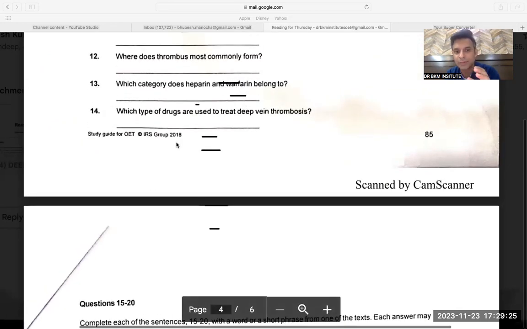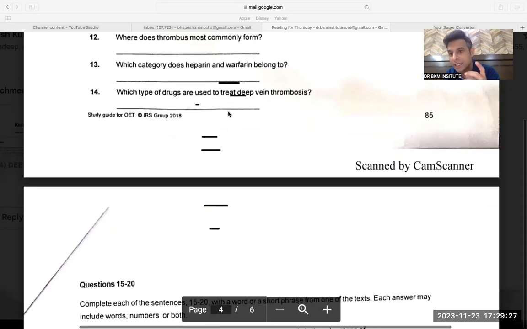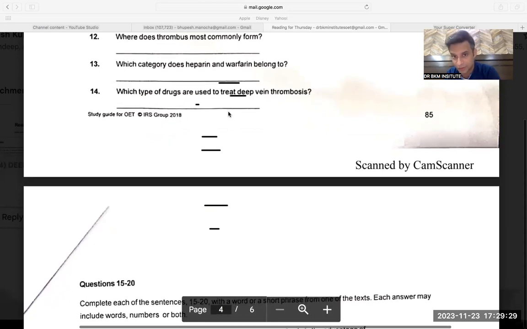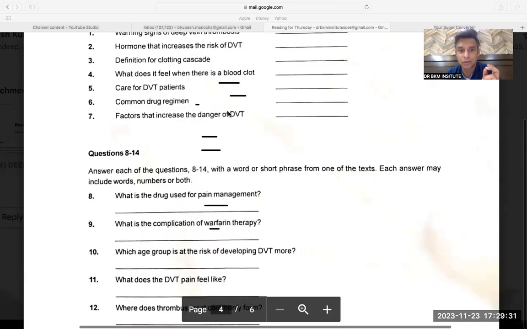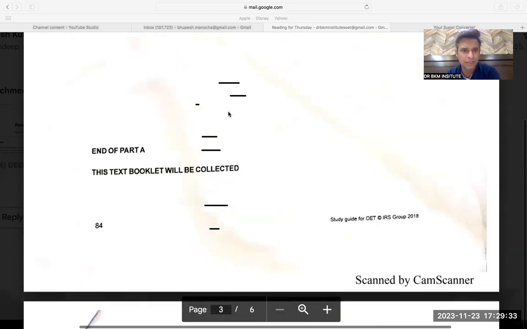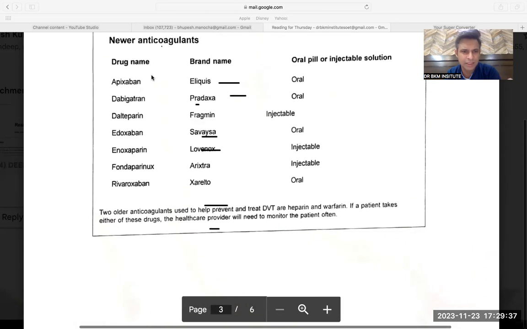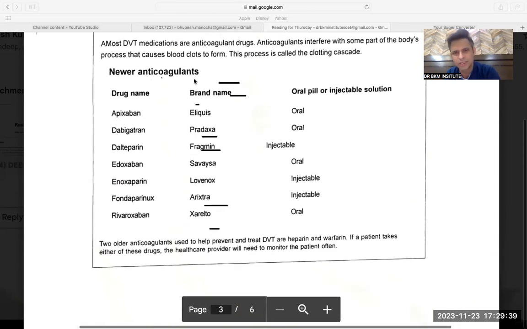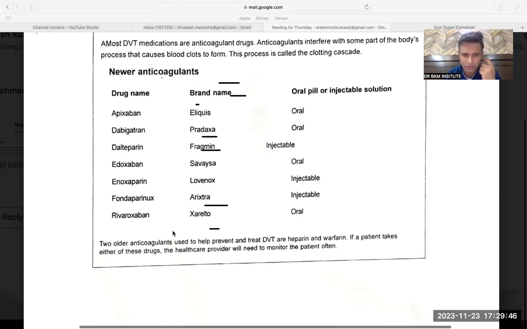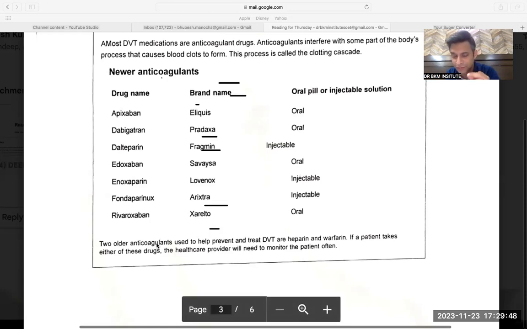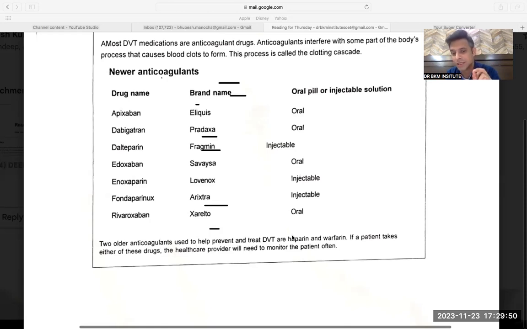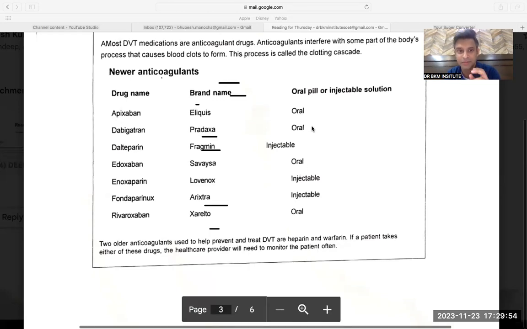Then you go to which type of drugs are used to treat deep vein thrombosis. So these are anticoagulants only. These are the type of drugs, and these are new anticoagulants. Again, the answer is the same: anticoagulant drugs. So both the answers are coming out to be anticoagulants. So I would like to fit older anticoagulants in the last question. Now the word older becomes more important because the two questions are the same.